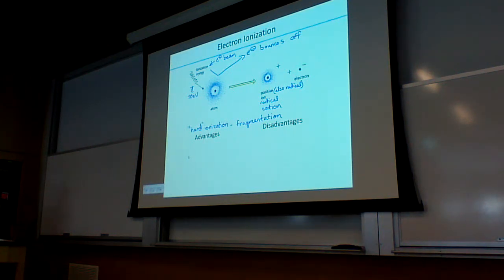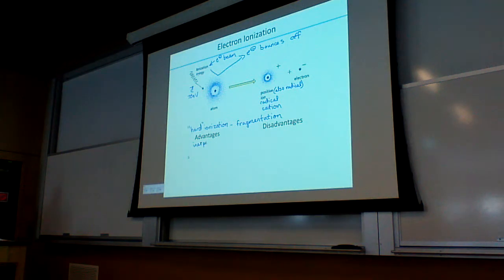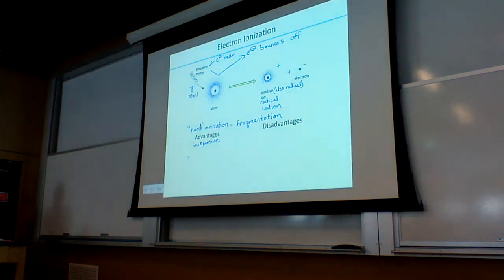So there are several advantages, and there are also several disadvantages to this technique. The advantages here, it's inexpensive. As long as you can generate an electron beam to ionize, it works pretty well. It's versatile. And reproducible.